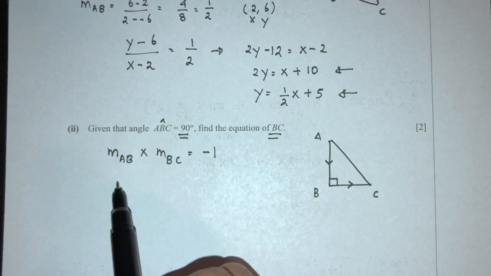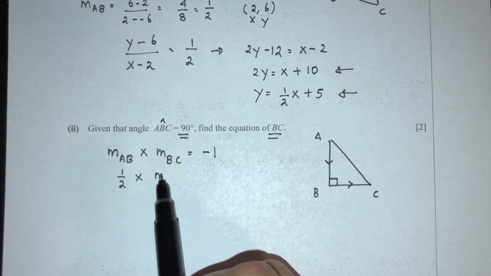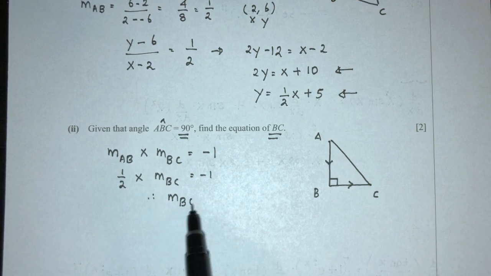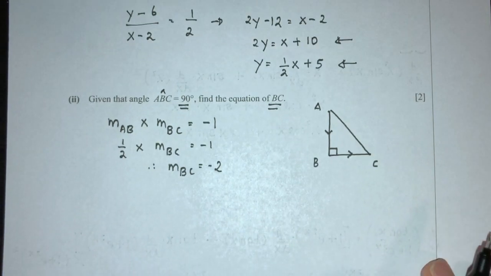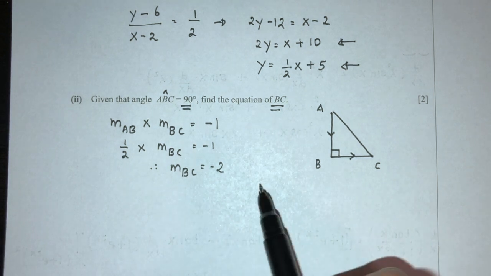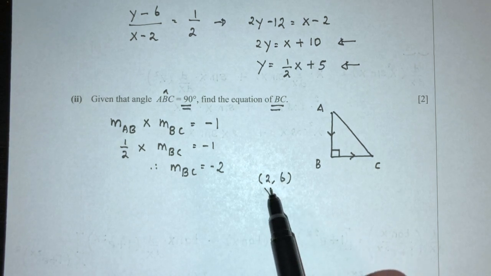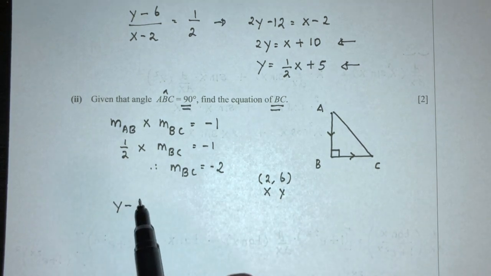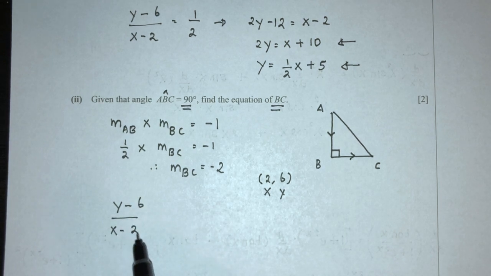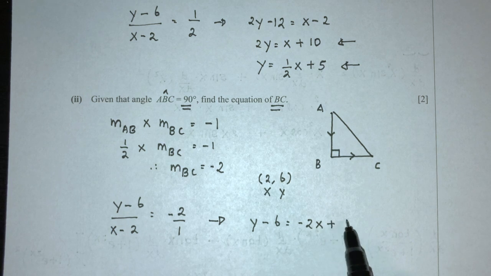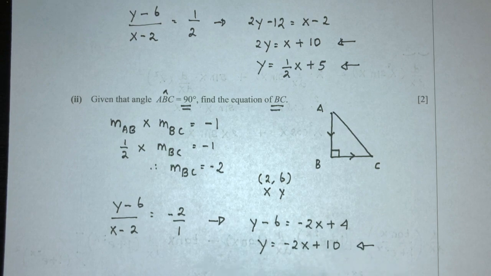But now we know this already. This is half times the gradient of BC, which will be minus 1. So the conclusion: the gradient of BC should be minus 2. Now to find the equation, we have to use a passing point. We know the point B already. It is (2, 6). Again, same technique: (y minus 6) over (x minus 2) should be equal to the gradient. Then we cross multiply, you will have y minus 6 equal to minus 2x plus 4. y will be minus 2x plus 10 as your answer for part 2.